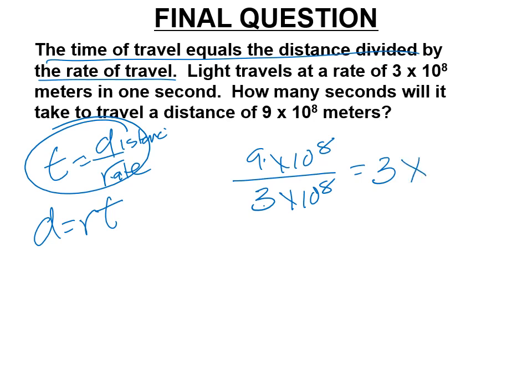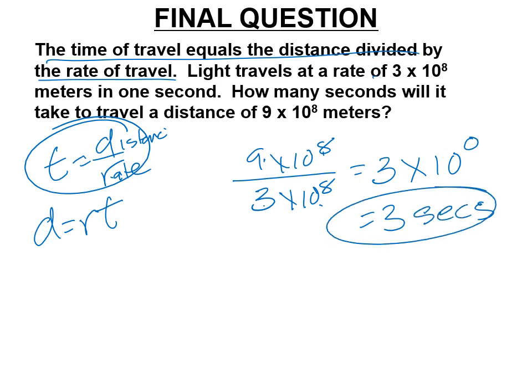Ooh. And so 10 to the 8th divided by 10 to the 8th is 10 to the 0th. So this is 3. How many seconds will it take to travel 9 times 10 to the 8th? It'll take 3 seconds. That makes sense. It's going that far in 1 second, meters per second.